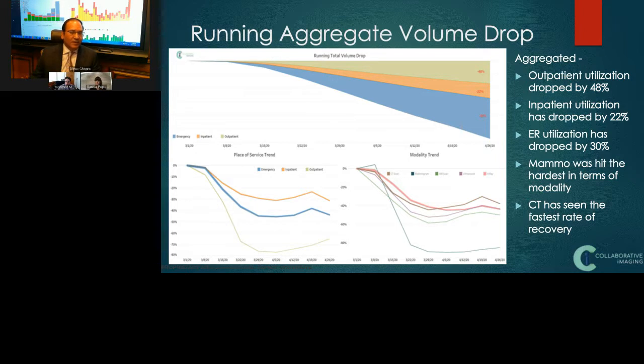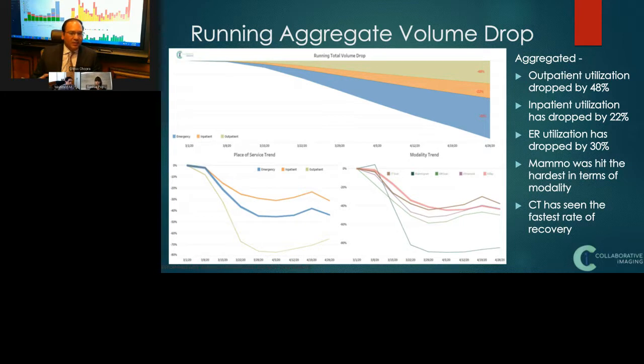Well, that's going to be revenue loss for our imaging centers, for our hospitals, and of course for the physicians who are treating, the radiologists who are reading those exams. If you look at the bottom left chart, you can see the breakout as to what is happening with the inpatient, emergency, and outpatient. You can see the outpatient dip is roughly 80%, which is what we would expect. We have started to see a little pickup in volume recently, but it's nowhere near where it needs to be.